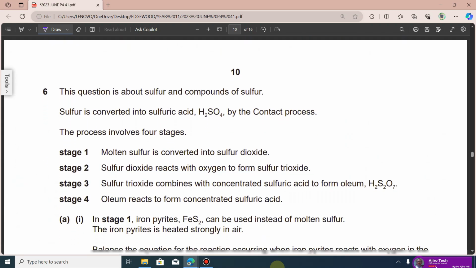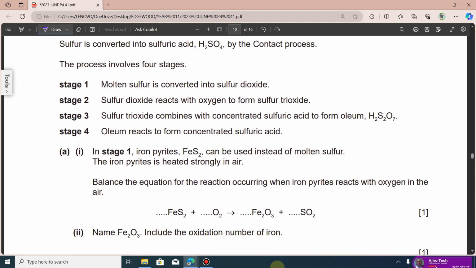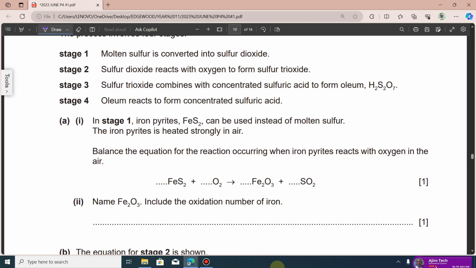Okay, so question 6, we have the process. The question is about sulfur and compounds of sulfur. Sulfur is converted into sulfuric acid by the contact process. The steps or the stages are given, and then the first one says in stage 1, iron pyrite can be used instead of molten sulfur. So the iron pyrite is heated strongly in air, and we are expected to balance the equation.